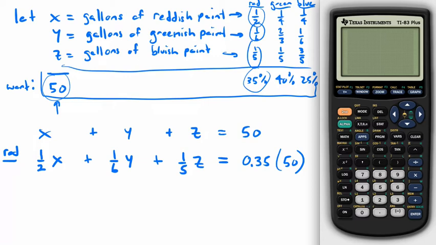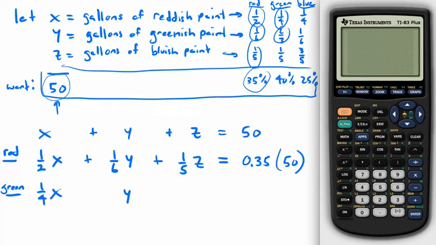We've got green paint involved in the three mixtures X, Y, and Z. So let's write a green paint equation. The X gallons of reddish paint is 1/4 green, so 1/4 X is the green paint in there. The Y gallons of greenish paint is 2/3 green.